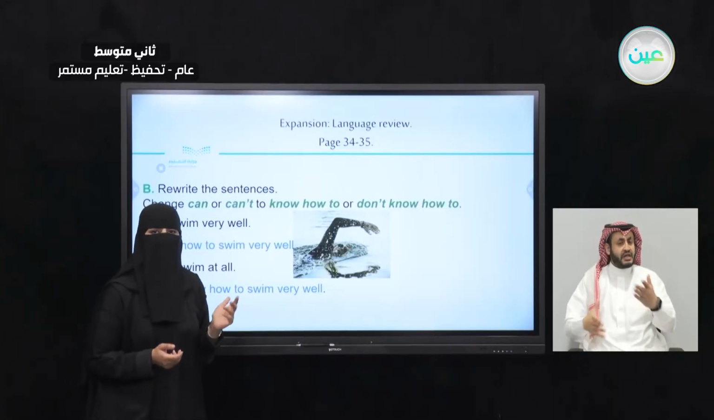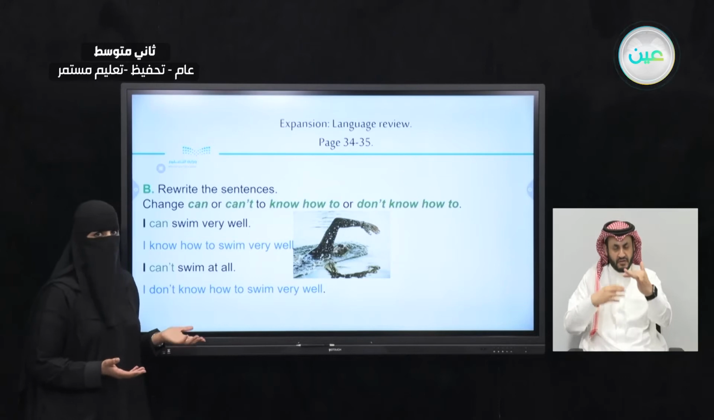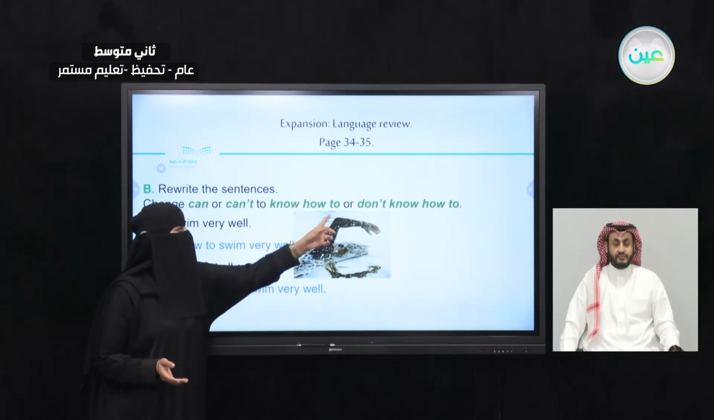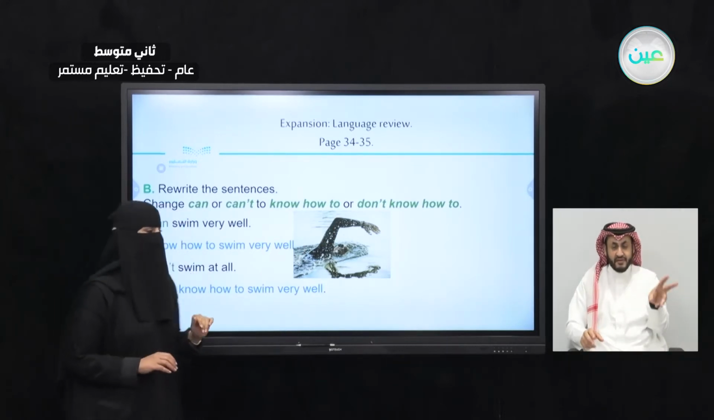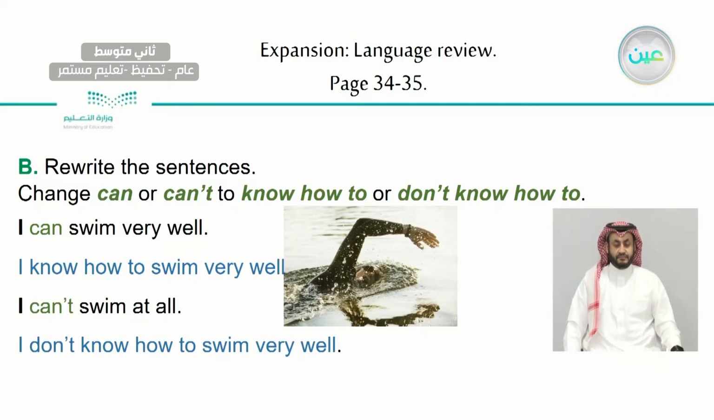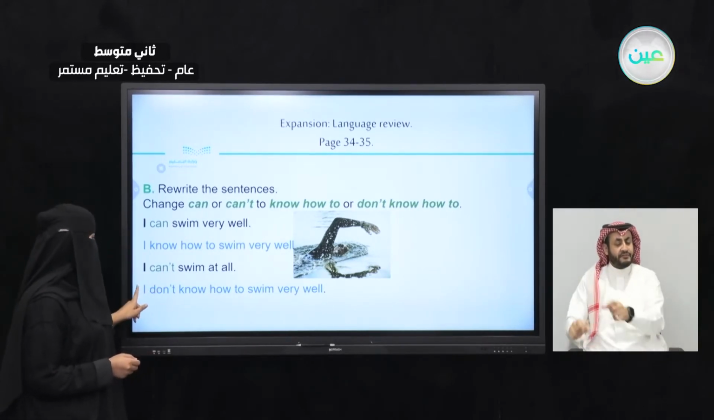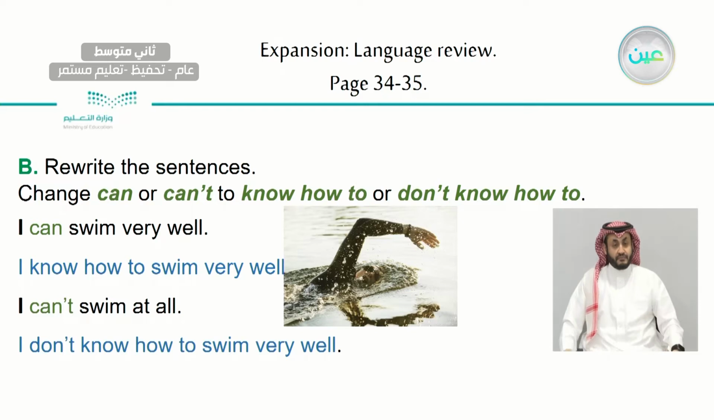Why? Because this is a skill. If you can, then you are going to write know how to. If you can't, you will write don't know how to. Let's take a look at this one. I can't swim at all. I can't swim. I don't know how to swim. We added the word don't after the subject, but before the verb know.